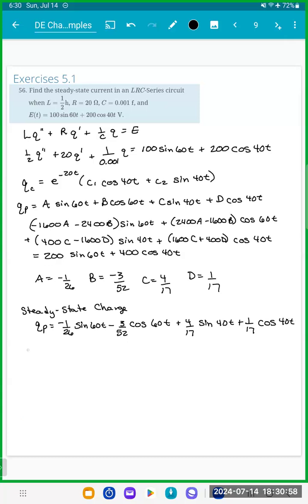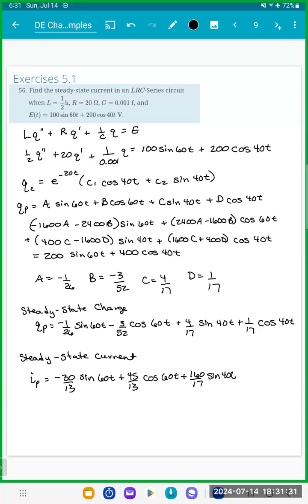Okay, the problem asked us for the steady state current. And so that is I sub p of negative 30 over 13 sine 60t plus 45 over 13 cosine 60t plus 160 over 17 sine 40t minus 40 over 17 cosine 40t.